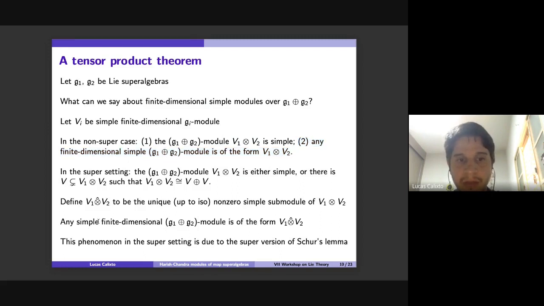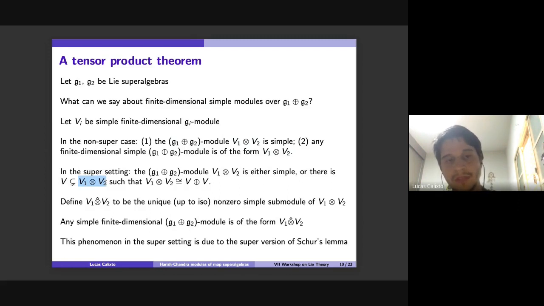So any simple finite dimensional module over this direct sum is going to be a hat tensor product of 2 simple modules, right? And what's important to notice here is that this phenomenon of the appearance of this submodule is due to the super version of the Schur lemma. The very famous Schur lemma in the super case is not as nice as in the Lie algebra case, and because of this, we have this kind of stuff happening.